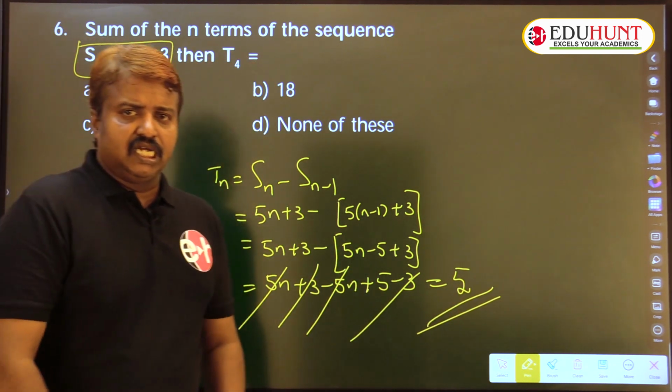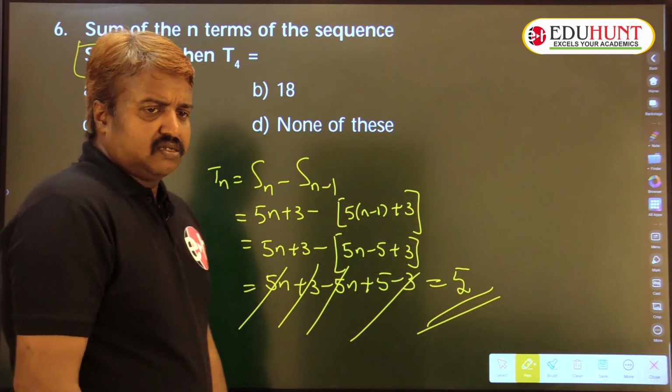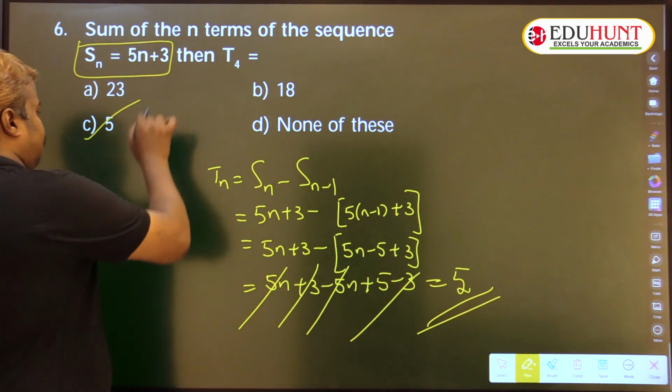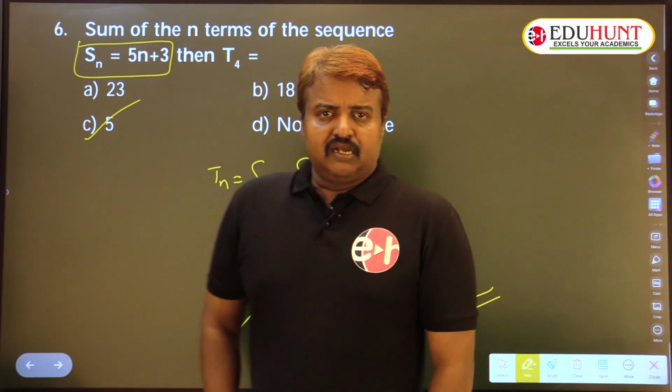So the value here is 5, which is option C, children.